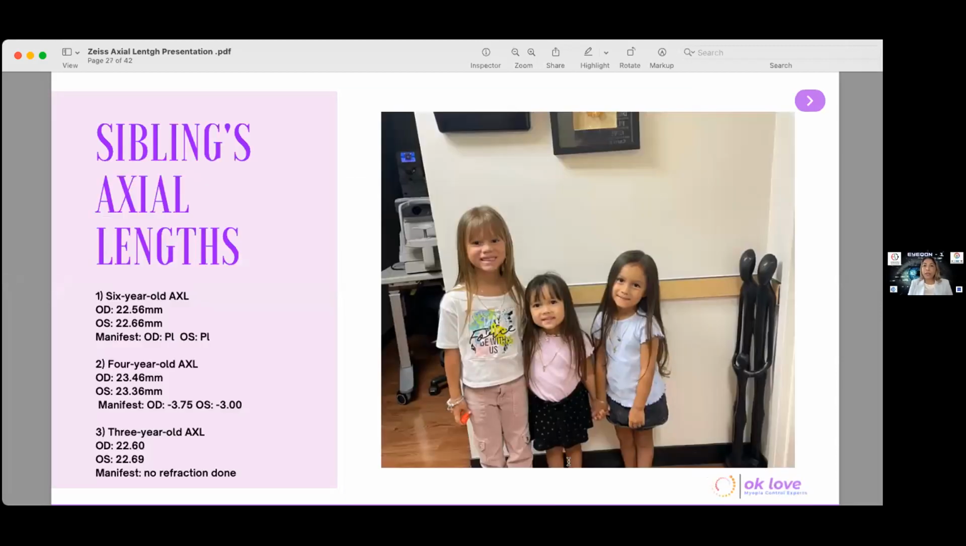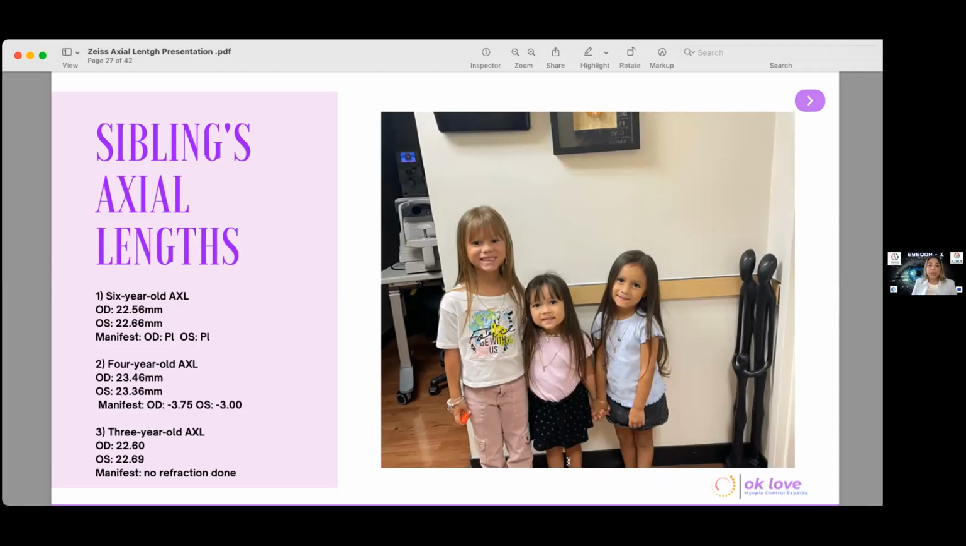So having these 3 young children that came to my office, and in America, we have to ask for permission when we're going to post a picture. So we do that in our offices. These are 3 siblings. 2 of them came for an appointment. And as much as I love measuring axial length and I know how important it is, I didn't want to lose the opportunity to get the baseline reading for the young child that wasn't on my schedule. So I went ahead and got the axial length for the young child as well.